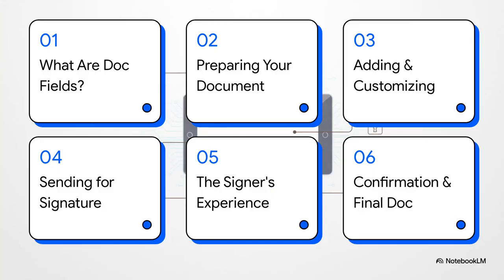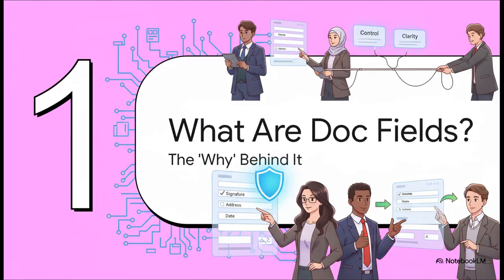So here's the game plan. We've got 6 parts. First, we'll talk about why you should even use fields. Then we'll jump right in, getting your document ready, adding all the different fields, and of course, sending it. We'll even look at what your signer sees, which is super important. And finally, the payoff, the final signed document. Let's get started.